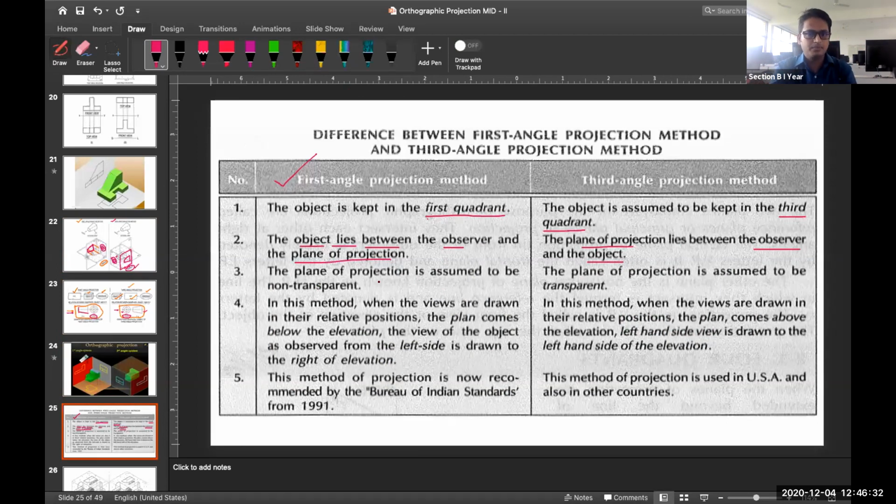In first angle projection, the plane of projection is non-transparent, while in the case of third angle, the plane of projection is assumed to be transparent. Now, point number 4, in this method, views are drawn in their relative positions. Means plan comes below elevation. What is plan? Plan is your front view or top view. Who will tell me?